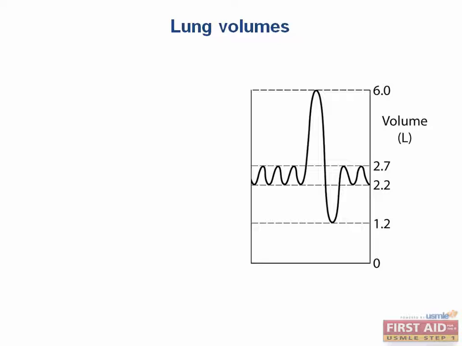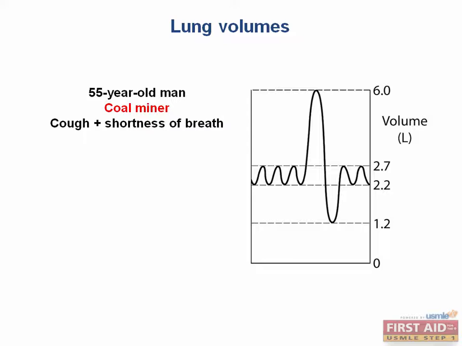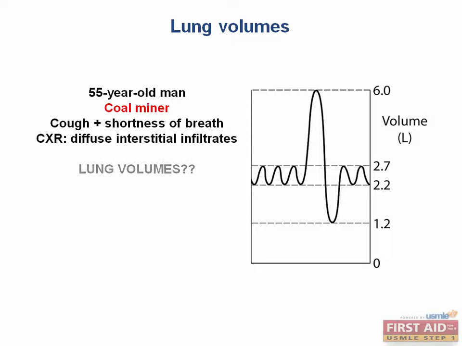So let's take a look at how a question might be posed. You see a 55-year-old coal miner with a long-standing cough and progressive shortness of breath. He has inspiratory crackles, and you see patchy bibasilar interstitial infiltrates on chest x-ray. So what would you expect the lung volumes to look like on pulmonary function testing?